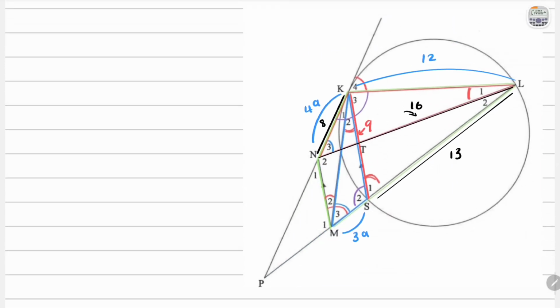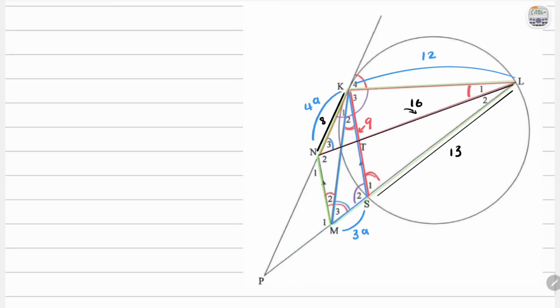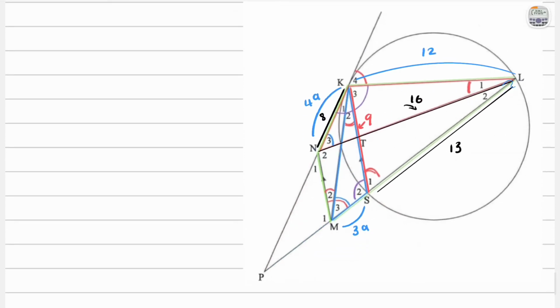Okay, so let's see how we can use all of this to determine the length of LT. If we're just trying to find the length of LT, this part over here, then we can use this triangle LNM, because this triangle has a line drawn parallel to one side of it. So we can use the proportionality theorem over here.